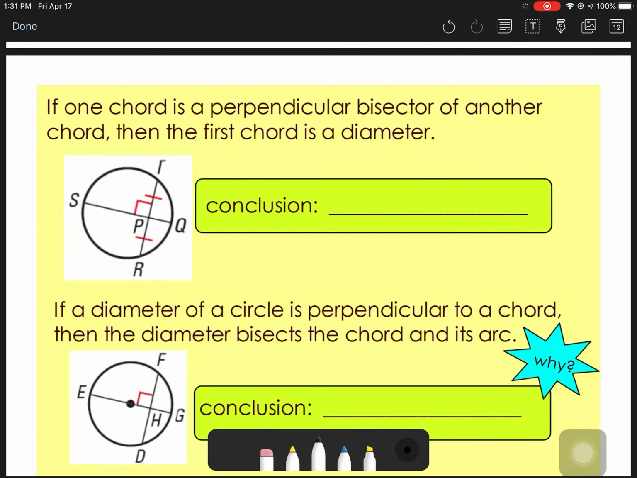Here's our next part. If one chord is a perpendicular bisector of another chord, then the first chord is a diameter. Okay, so in this case, the diameter would be from S to Q, since that's the first chord, and it's bisecting, which means it cuts it in half, and it's perpendicular, so it meets at a right angle. So the conclusion is SQ is a diameter.